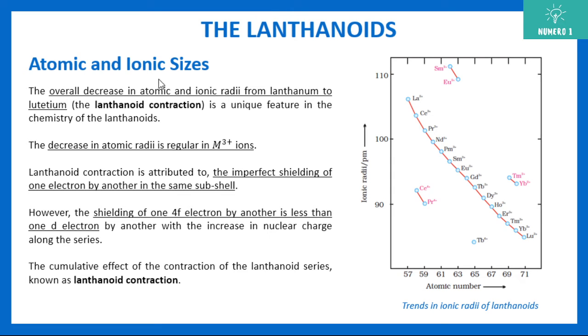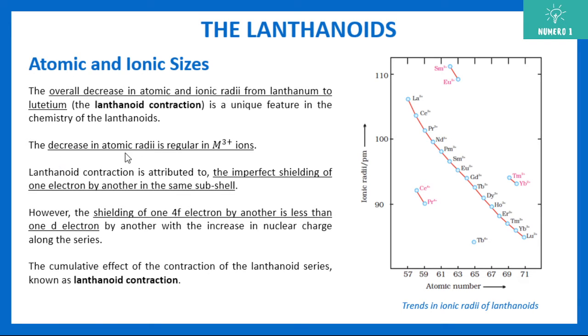Next, atomic and ionic sizes. We know that as we go along the series, along the 4f filling orbital, the size of the atom reduces. All the ionic radii have a decreasing trend. This is also known as lanthanoid contraction. Lanthanoid contraction, which we have discussed, is basically a decrease in size, and it is because of the poor shielding effect.